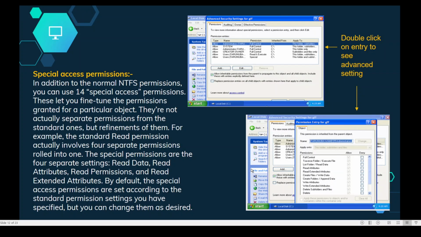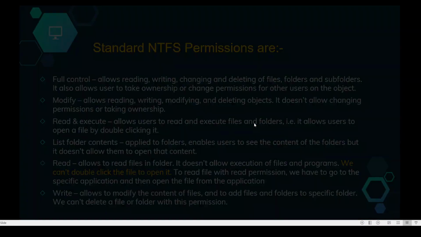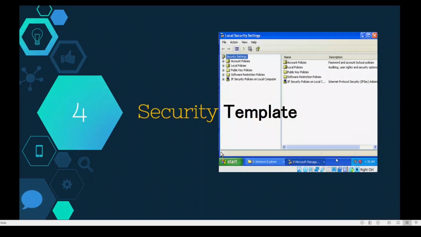Now, one might think that he might allow a user to read, but he also wants to restrict or fine-tune his permissions. This can be done by special access permissions, as shown in the dialog box. You need to go to the advanced settings. Clicking on this advanced setting will give you this dialog box, and then if you go to add, you have the permission entry for GFF. GFF is the folder that we are using, and there you can see all the special access permissions.